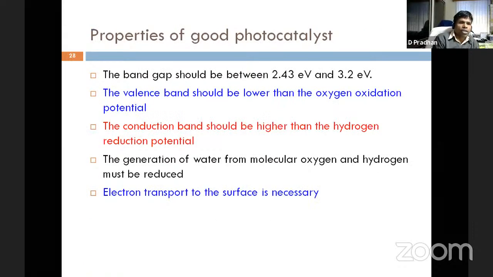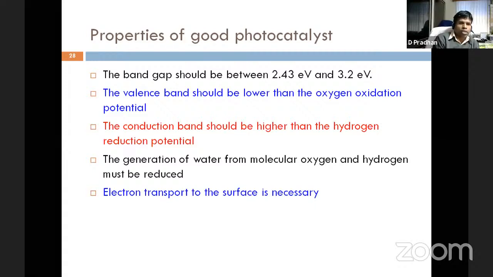The properties of a good photocatalyst are that the band gap should be around 2.4 to 3.2. The valence band should be lower than the oxygen oxidation potential, that is, it should be lower than 1.23. And the conduction band should be higher than the hydrogen reduction potential, that is, above 0 volt on the standard hydrogen reduction potential.